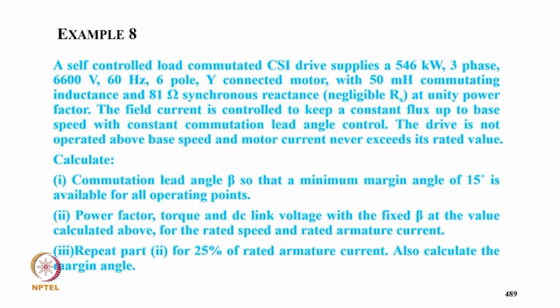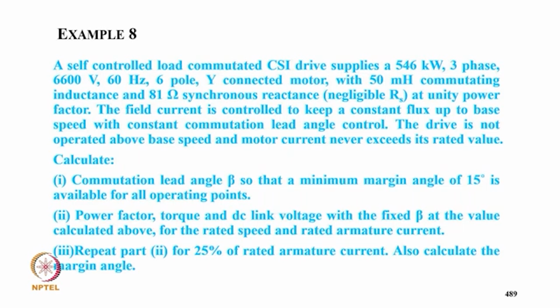Coming to example 8: a self-controlled or commutated current source inverter motor drive supplies a 556 kilowatt, 3-phase, 6600 volt, 6 pole, star connected motor with a 50 millihenry commutating inductance, 81 ohm synchronous reactance, negative RS, and leading unity power factor. The field current is controlled to keep the constant flux up to base speed, with constant commutation lead angle control. This drive is not operated above the base speed and motor current can never exceed the rated value.